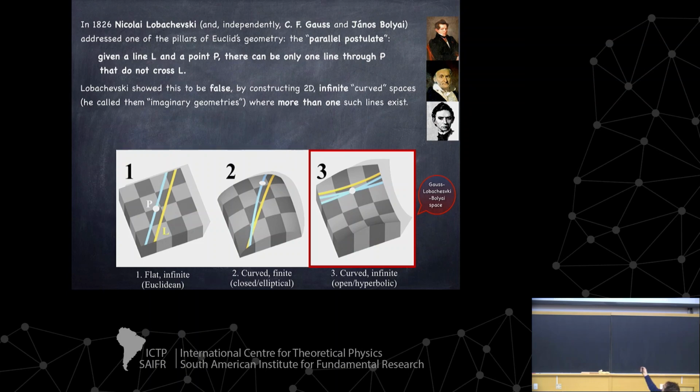But then in these spaces, Euclid's theorem, that given a line and a point there's only one line that passes through that point that doesn't cross the other line, is not true. You can have infinite lines there. So this is how it all started, this playing with curved spaces and then curved space-times.